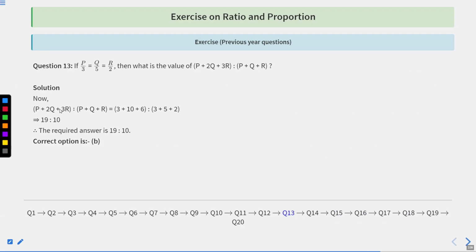So now, P plus 2Q plus 3R is to P plus Q plus R will be 3 plus 10 plus 6 is to 3 plus 5 plus 2. That is 19:10. So option B is correct.